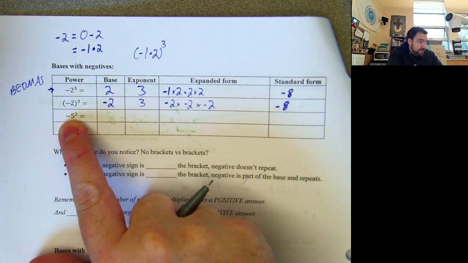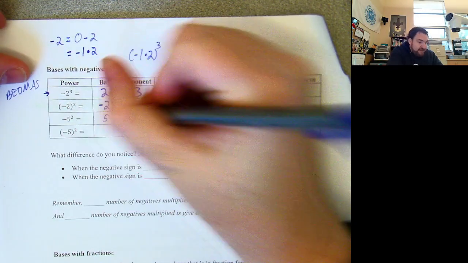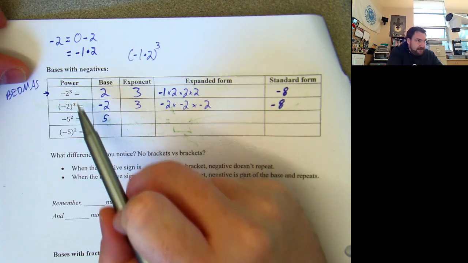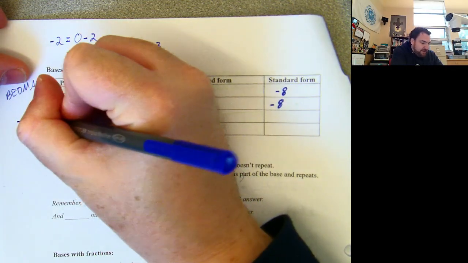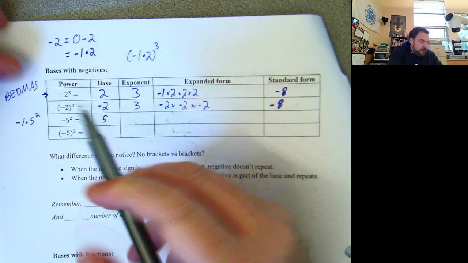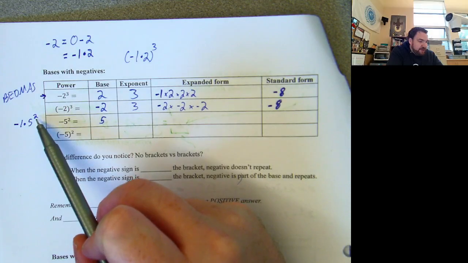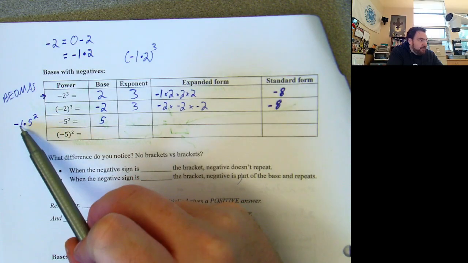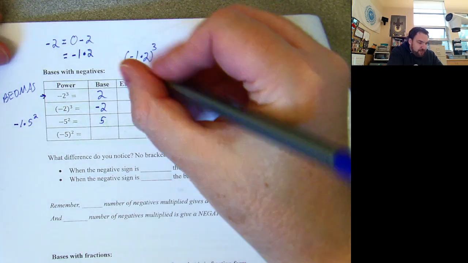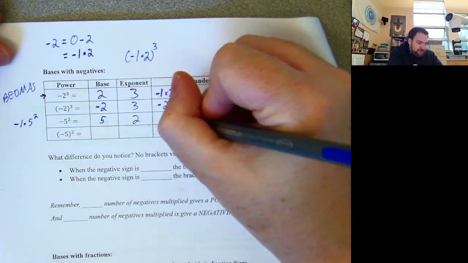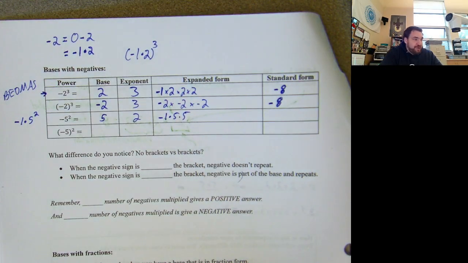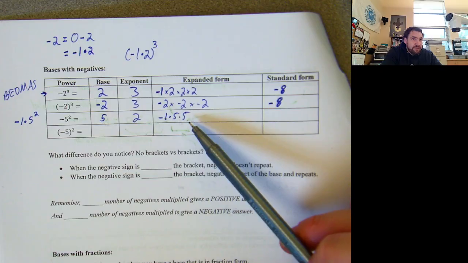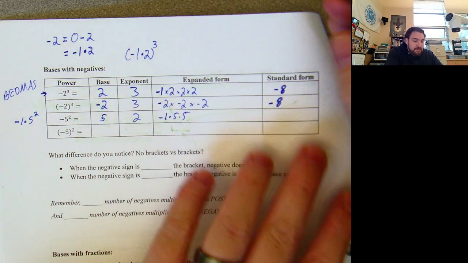It's 5. It's not negative 5. That's the whole argument I've been trying to make for the last 10 minutes. This is the same thing as negative 1 times 5 squared. No brackets means I do the squaring first and then I multiply the negative 1. So then the exponent is going to be 2. The expanded form is going to be negative 1 times 5 times 5. That, of course, is going to be 5 times 5 is times negative 1, negative 25.